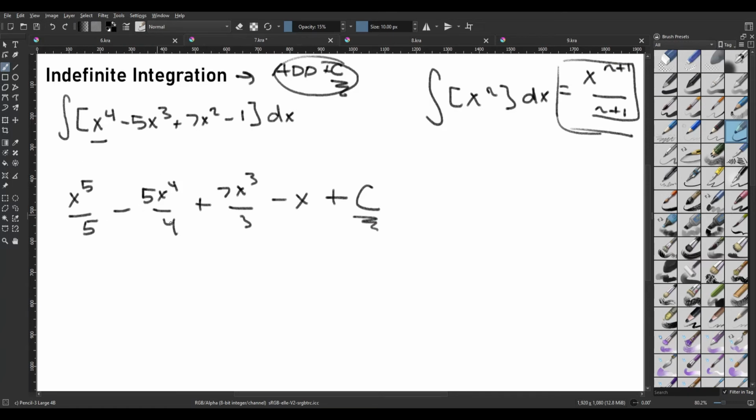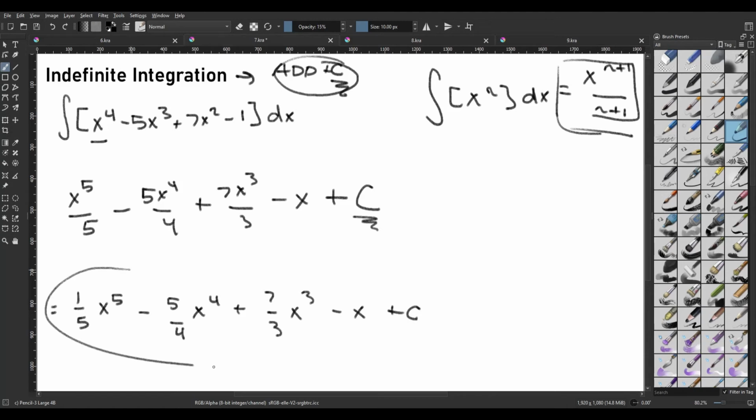And we don't have anything else we need to simplify, but we'll write it just to make it a little bit nicer, with fraction coefficients in front of everything. 1/5 x to the fifth minus 5 over 4 x to the fourth plus 7 over 3 x cubed minus x plus our integration constant. And this is our final answer for this question. Really easy, really simple. Just make sure we don't forget our c constant at the end.